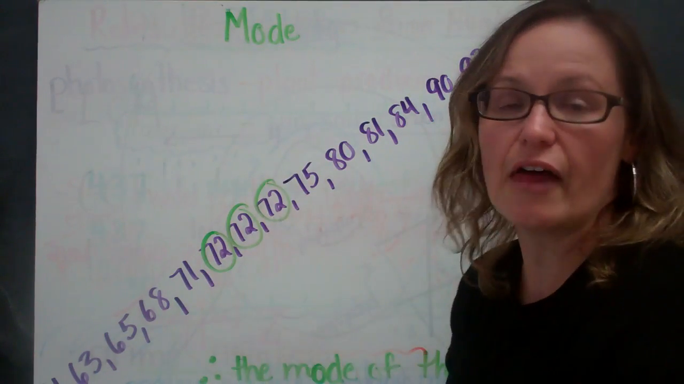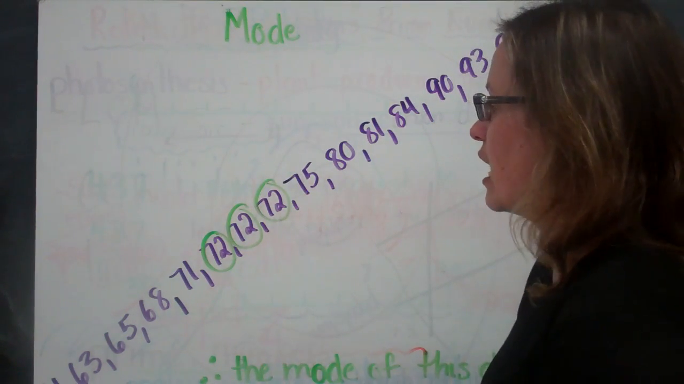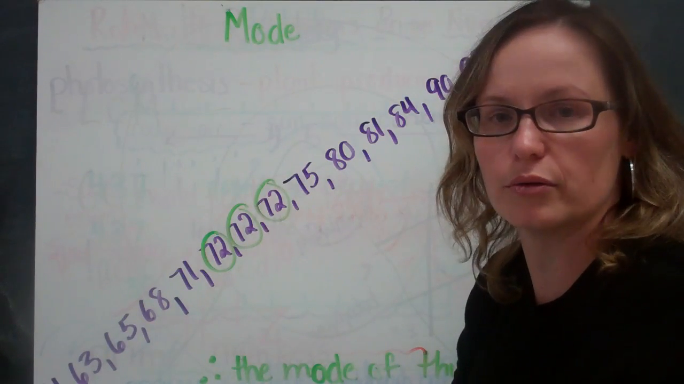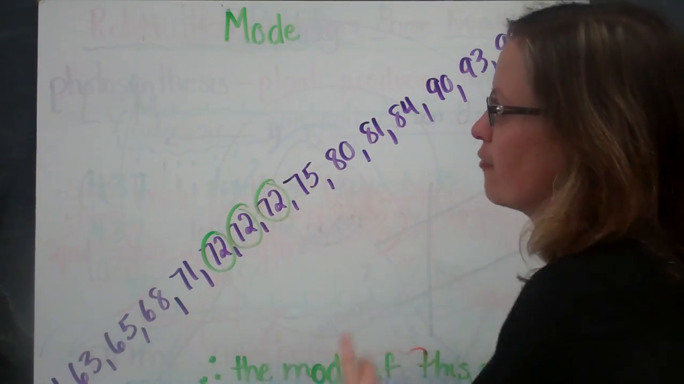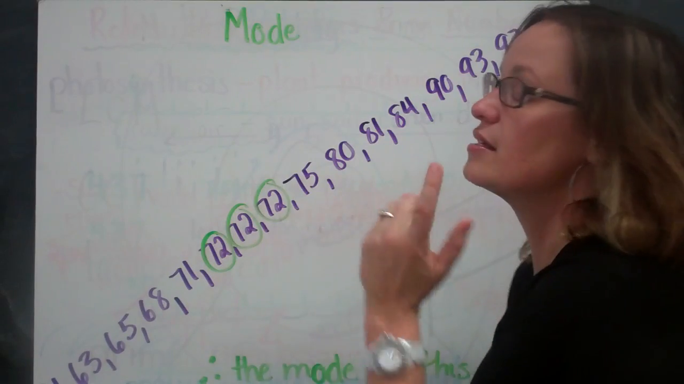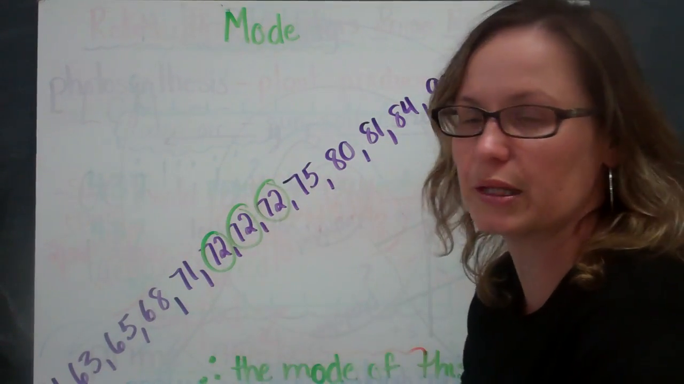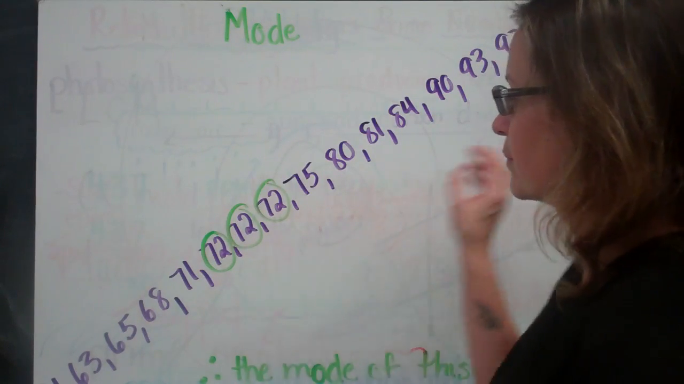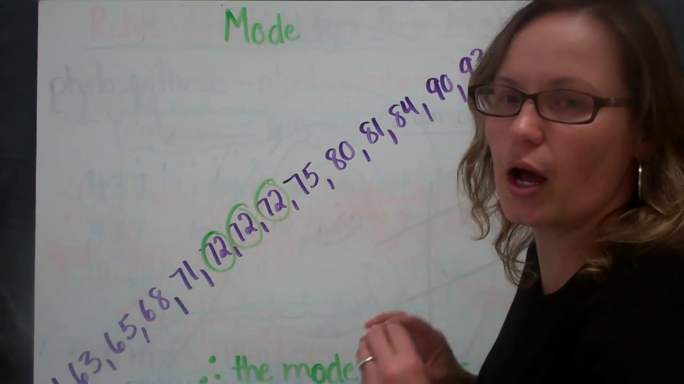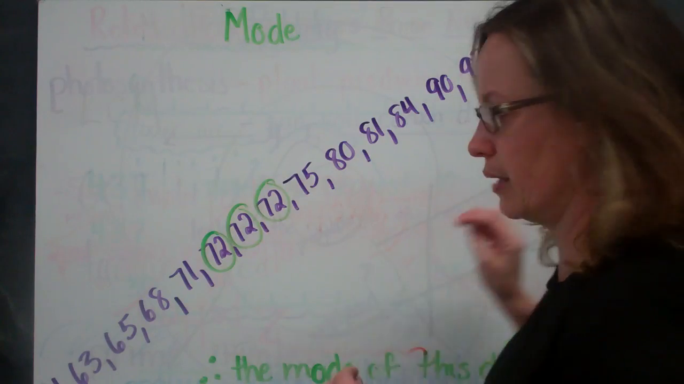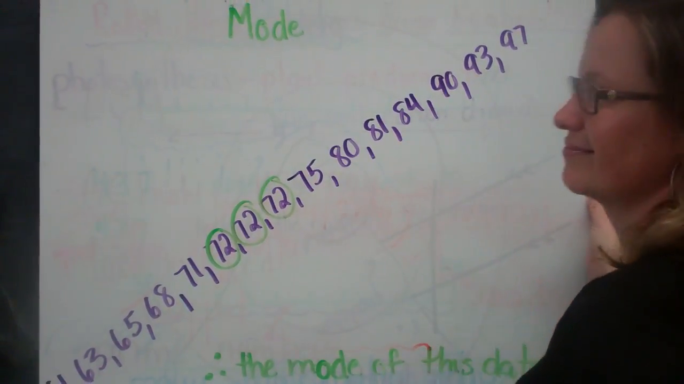Now, if I had another number which repeated 3 times, I would have 2 modes. But let's say 75 repeated twice. 72 would still be my mode because it is the most frequent, even though there was another one that had duplicates. So mode is the number that appears most frequently. And that's it.